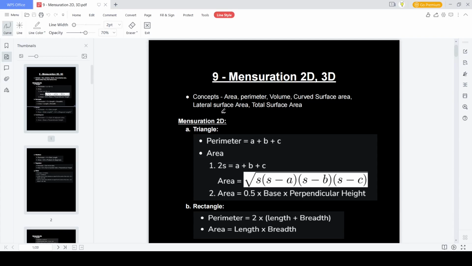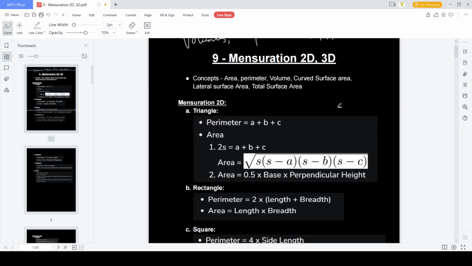So today our topic is going to be mensuration 2D and 3D. The topics I'm going to cover are area and perimeter, that is basically in 2D. Then in 3D there is volume, there's CSA, there's LSA, and then there's TSA. Basically surface areas and volumes. So this is volumes, surface areas, and we can say perimeters. Perimeters come only in 2D.